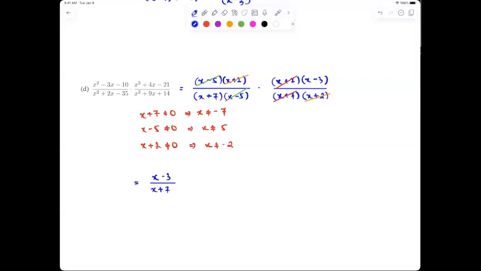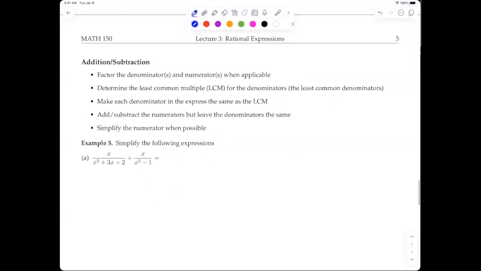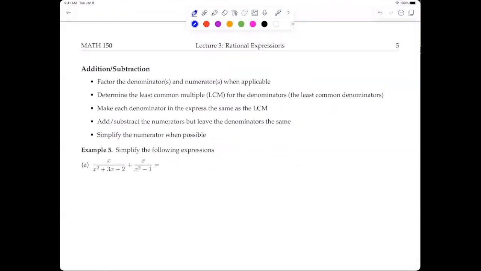All right, so we're gonna move on to the next topic, which is addition and subtraction between two rational expressions. Again, the procedure you see on the board is just for me to show you steps that you can follow. But if you already know what to do, just follow the steps. Okay. So the first step for addition and subtraction is to factor the numerator and the denominator when possible.